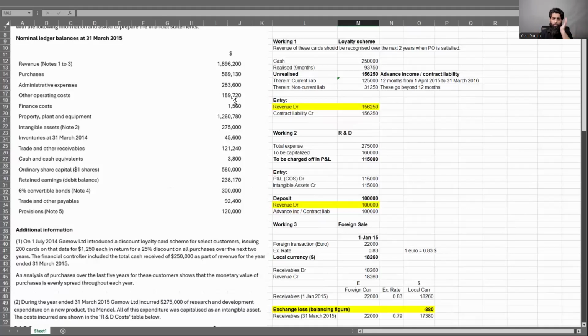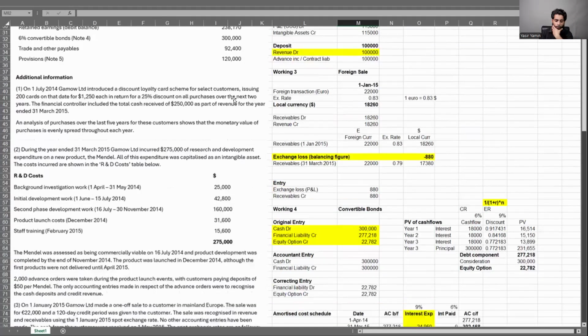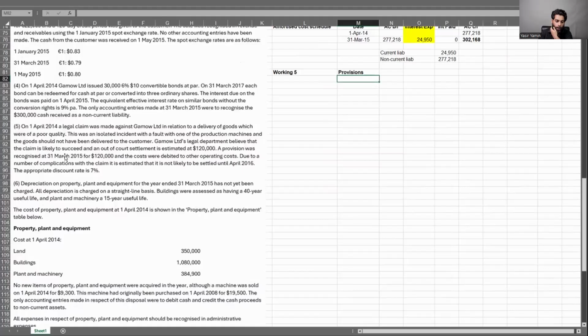Examiner has done everything. If examiner has done everything, why is he giving us a note? Your examiner is saying, please listen to me. A provision was recognized for $120,000 and the cost were debited to other operating cost. However, listen, due to a number of complications with the claim, it is estimated that the claim is not likely to be settled until April 2016. You see, you are standing on 1st April 2014 and your lawyer says that the claim is going to be settled for $120,000 after 2 years.